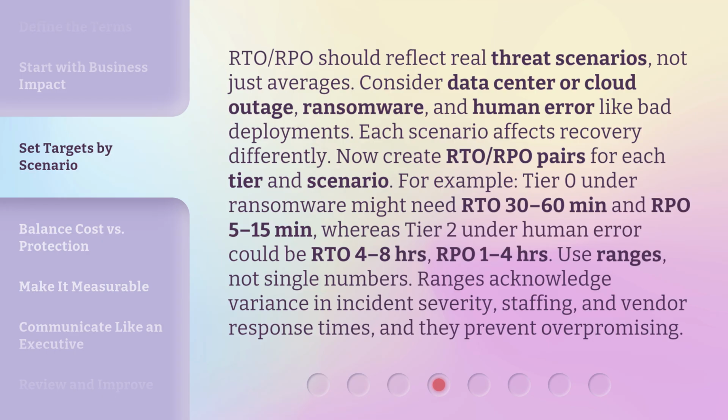For example, Tier 0 under ransomware might need RTO 30 to 60 minutes and RPO 5 to 15 minutes, whereas Tier 2 under human error could be RTO 4 to 8 hours, RPO 1 to 4 hours. Use ranges, not single numbers. Ranges acknowledge variance in incident severity, staffing, and vendor response times, and they prevent overpromising.